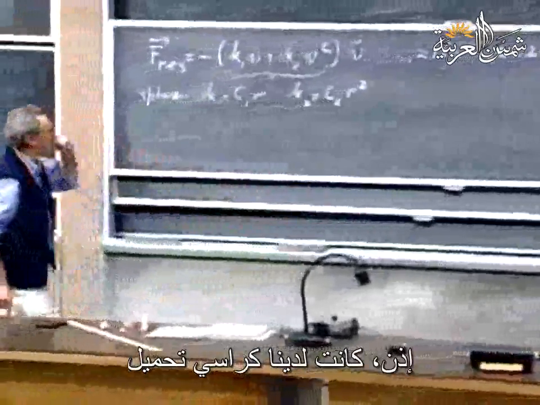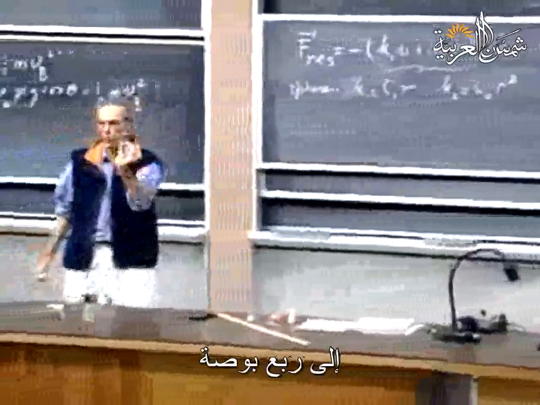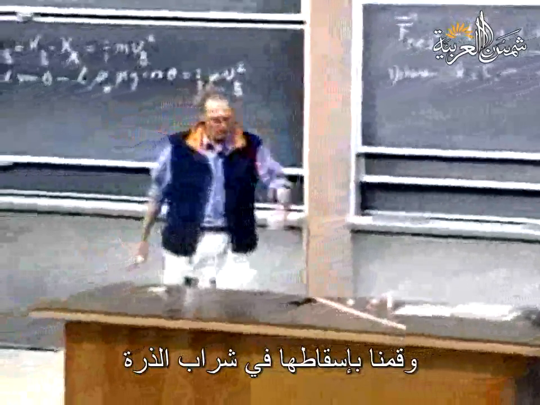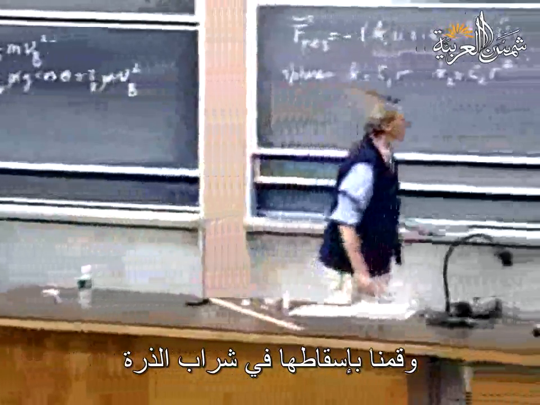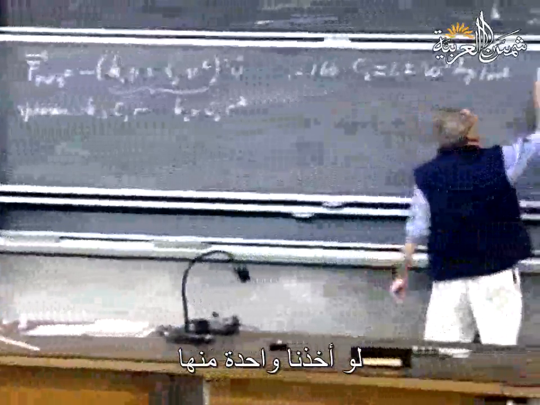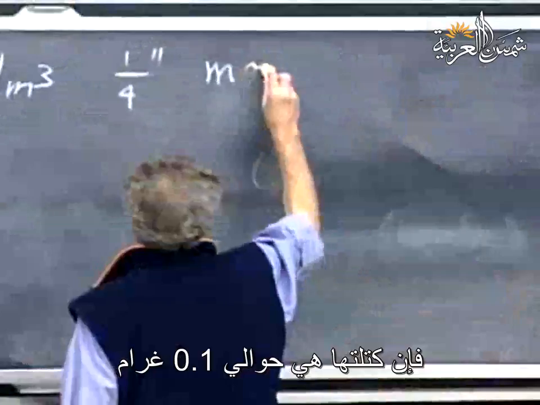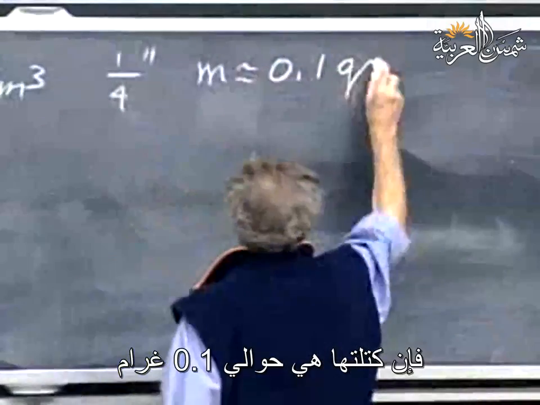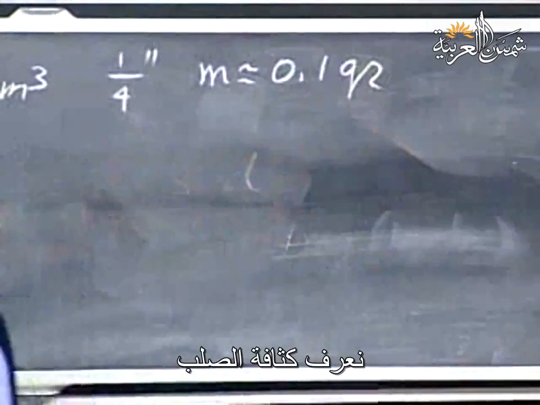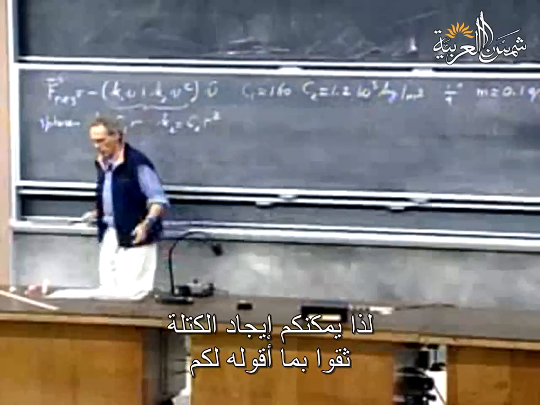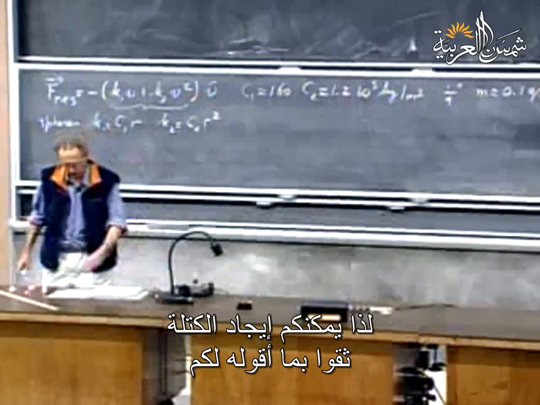And so we had ball bearings from an eighth of an inch diameter to a quarter of an inch, and we dropped them in the corn syrup. If we take the one for now, which is a quarter of an inch diameter, then the mass of that one is about 0.1 grams. We knew the density of steel, and so you can figure out the mass. Just take my word for it.